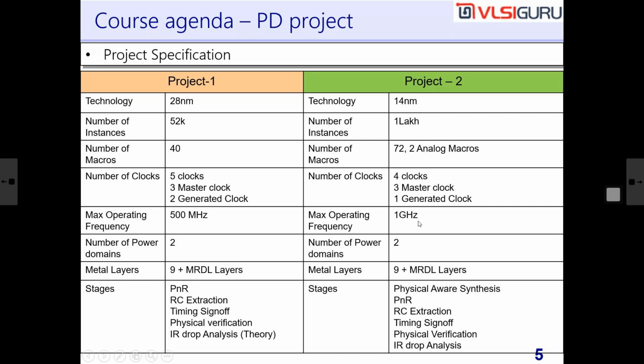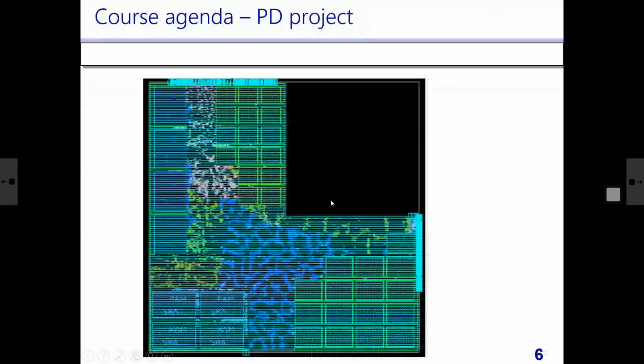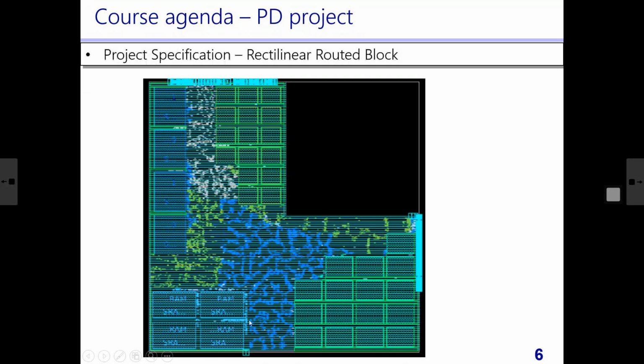One project is done with the help of a mentor. One project is allowed for you to do separately. You can try one more project. This is the shape of the block which is already implemented, L shape. These are all macros. This is the syllabus.